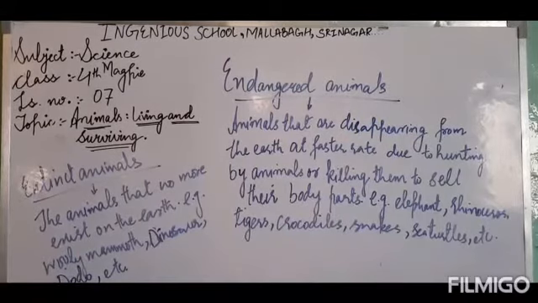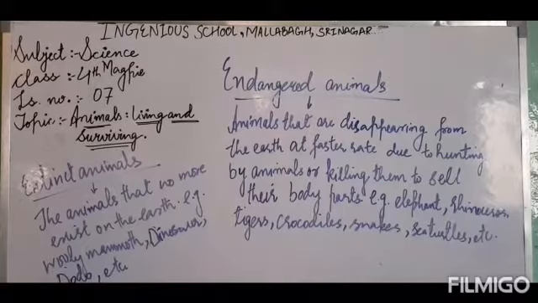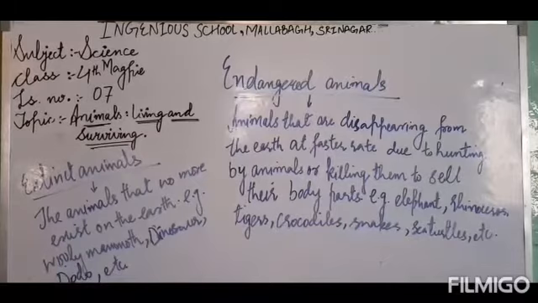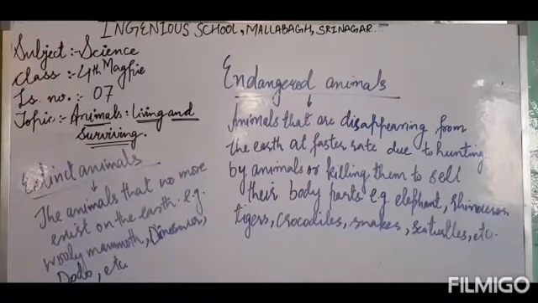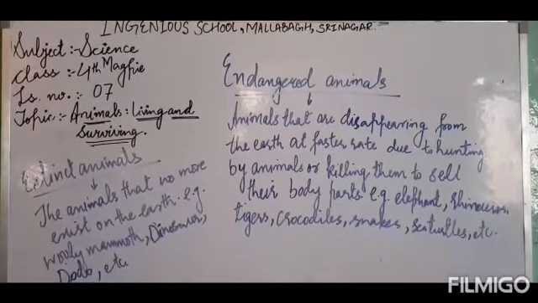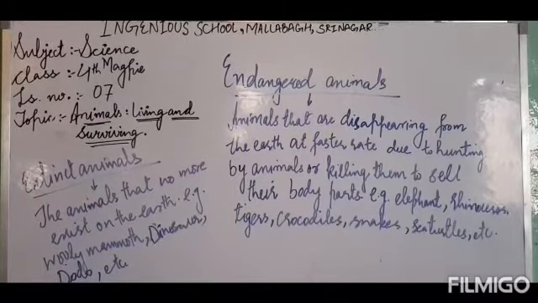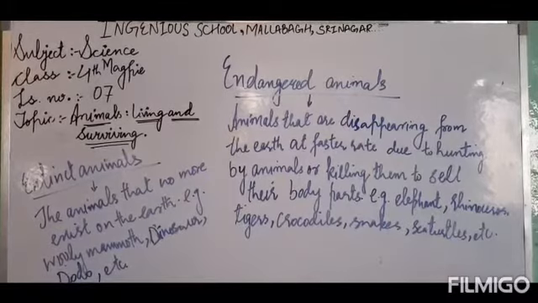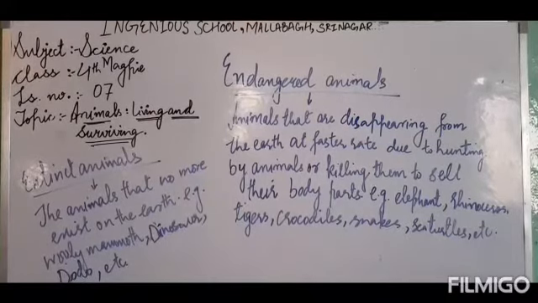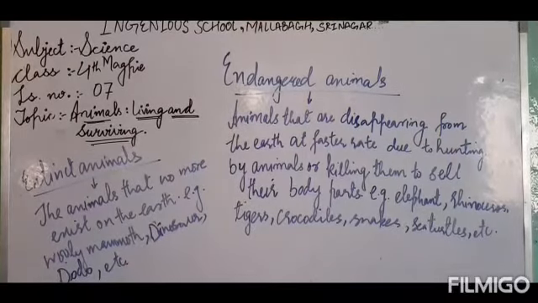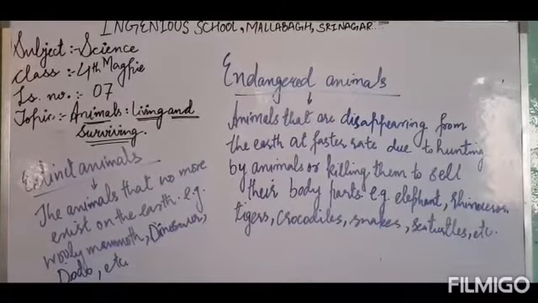Because humans want to satisfy their greedy needs. They sell their body parts in order to make costly leather bags, shoes, jackets, etc. Elephant tusks are used to make jewelry. So these animals are disappearing from the earth. Day by day they are getting less in quantity due to killing or hunting.